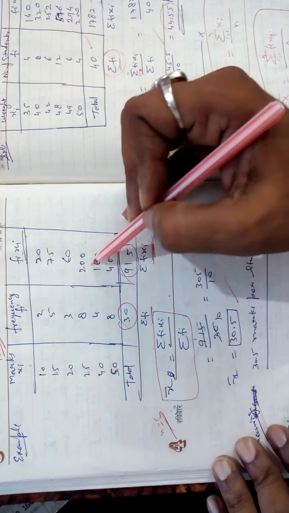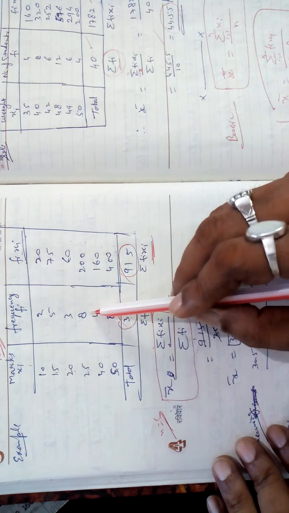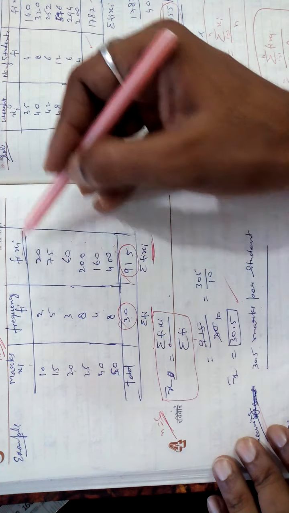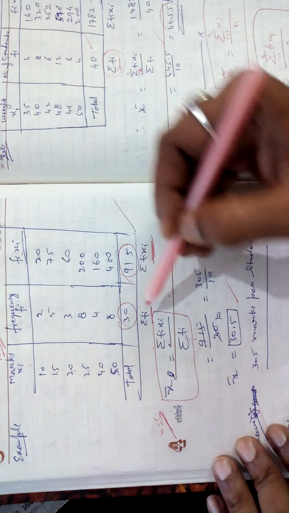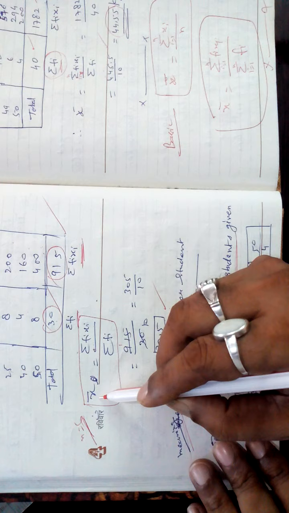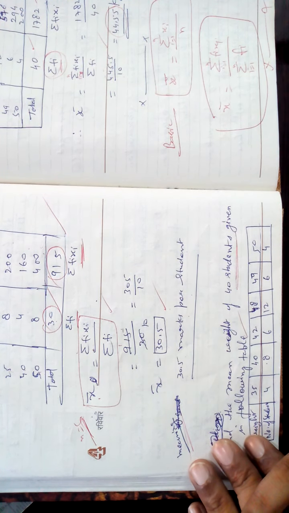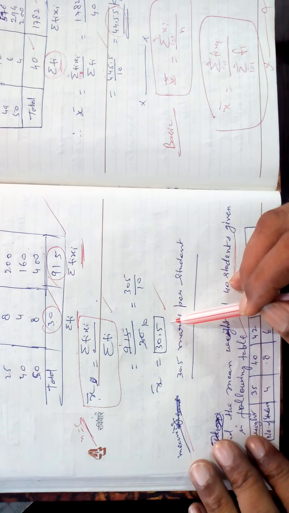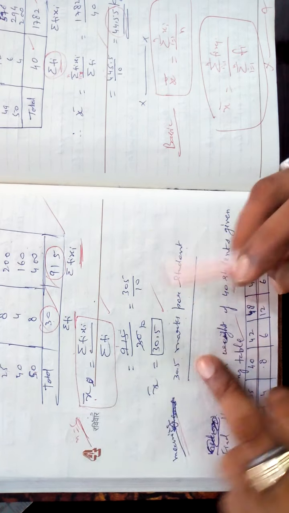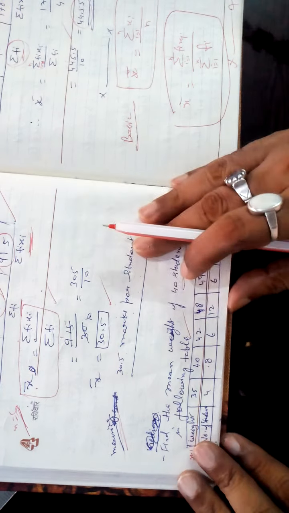So you make one more column and multiply: 10 times 2 is 20, 15 times 5 is 75, and so on. Multiply f1 x1, f2 x2, f3 x3 like this. Then add them all, it is your sigma fi xi, and add all the frequencies, it is your sigma fi. So x bar is equal to sigma fi xi upon sigma fi. Put in the values directly and you get 30.5 marks per student out of 30.